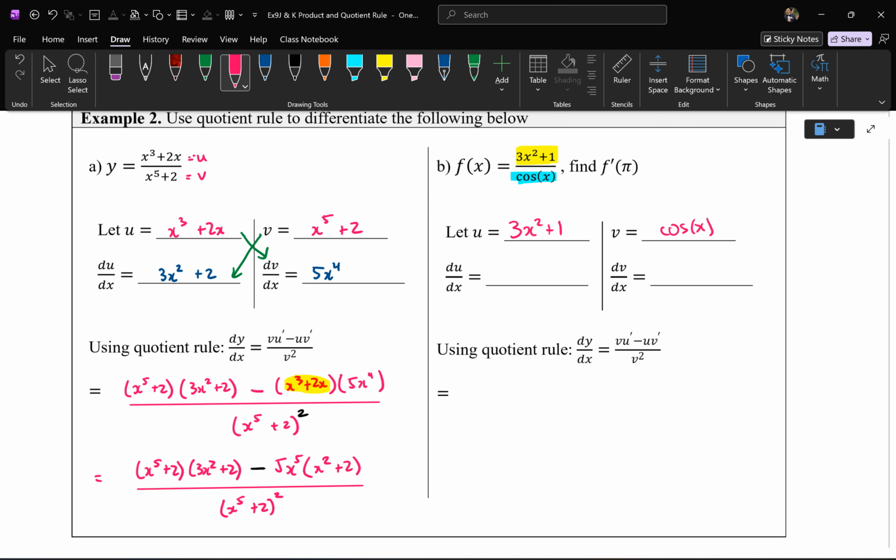Here we go. Let's derive. Let's pick another two students. What's the derivative of 3x squared plus 1? Can I please have Una? What's the derivative of 3x squared plus 1? Beautiful. And then let's go with Aryan. Derivative cos of x.